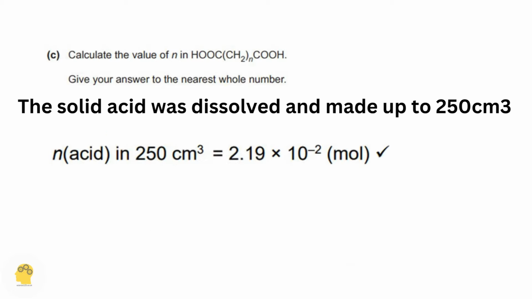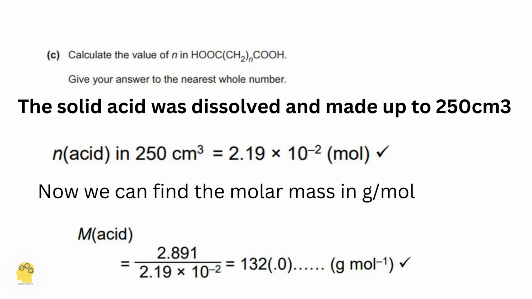So this next stage is one frequently missed by students in exams. So the previous answer told us how many moles of acid there were in 25 centimetre cubed. But that was only a portion of the acid that was made. The acid was dissolved to make a total volume of 250 centimetres cubed. Therefore, we need to multiply the previous answer by 10 to give the number of moles of acid in 250 centimetre cubed. Now we have all of the information needed to find the molar mass of the acid in grams per mole.